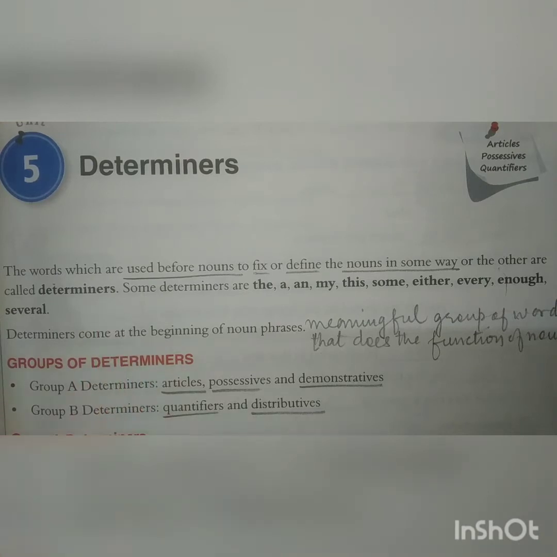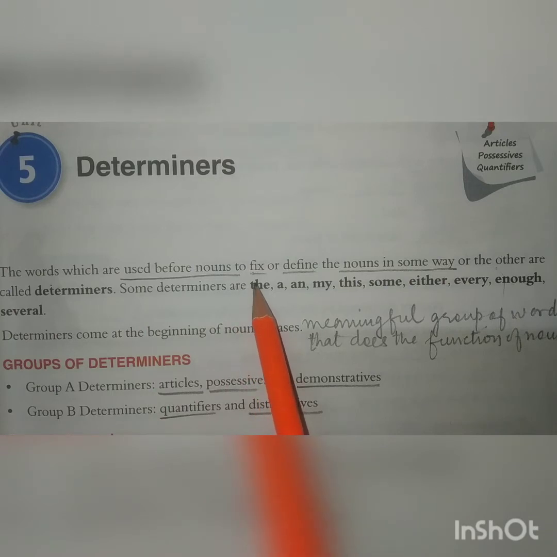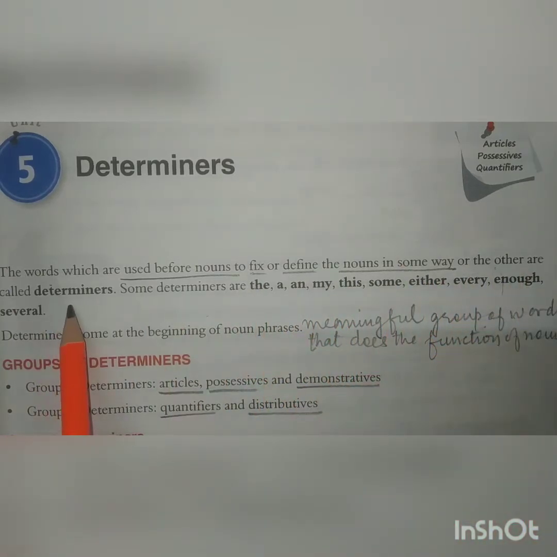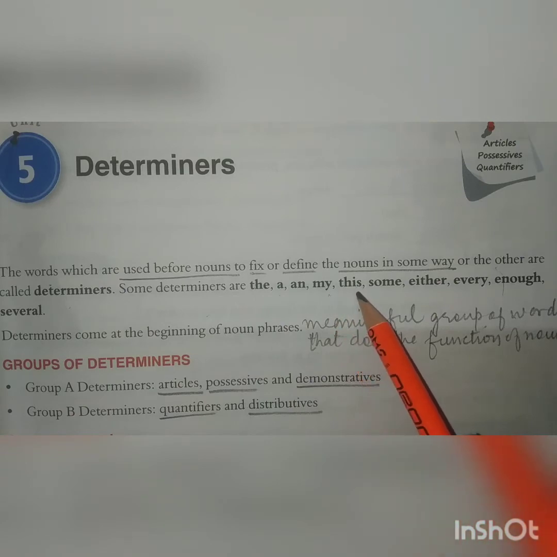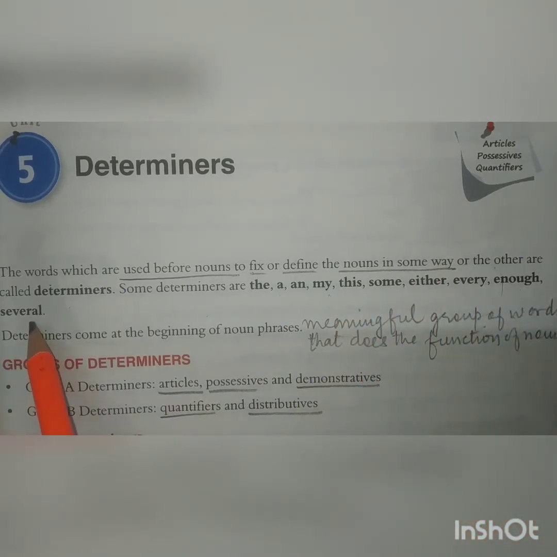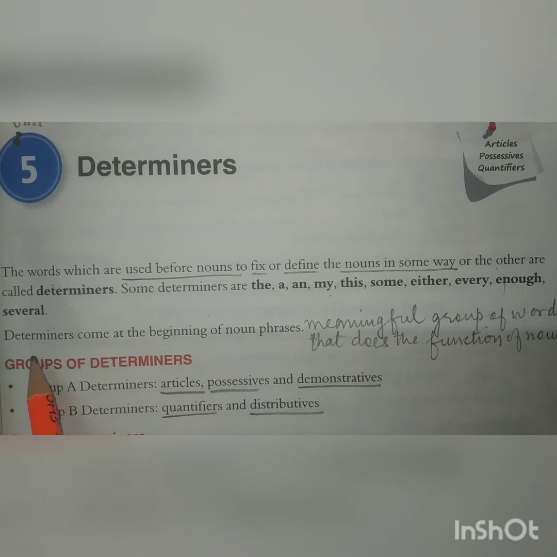What are determiners? The words which are used before nouns to fix or define the nouns in some way or the other are called determiners. Some determiners are a, an, the, my, this, some, either, every, enough, several. These are some very commonly used determiners. So determiners come at the beginning of the noun phrase.